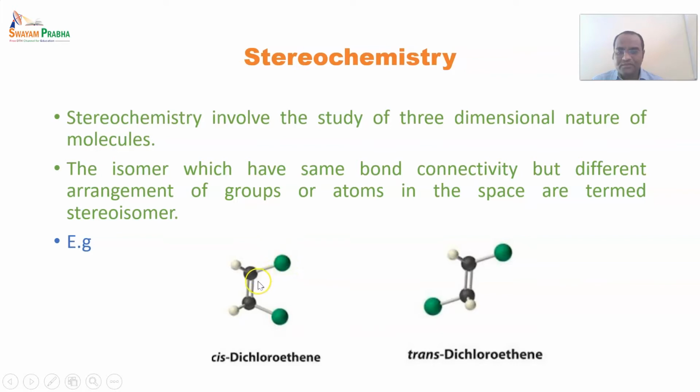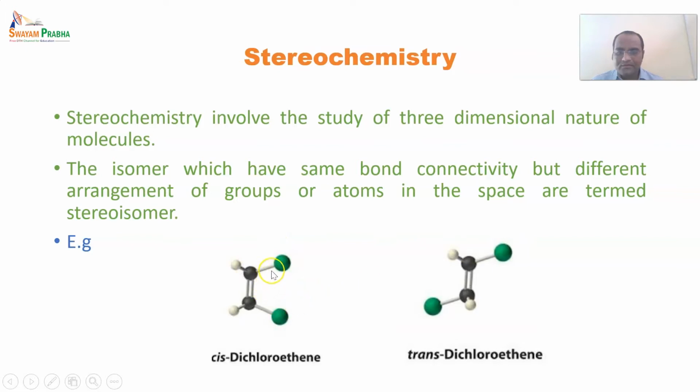Cis means that same-priority groups are on the same side, and same-priority groups on different sides is said to be a trans structure. From the definition it can be understood that the connectivity is the same. The carbon is attached to a chlorine here, and here also a chlorine has been attached to a carbon, but only the arrangement of atoms or groups in space is different.